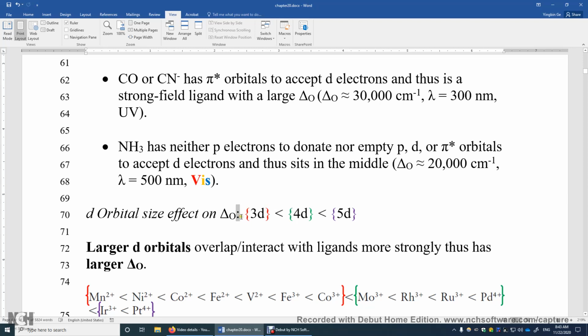Why is that? Well, 5D orbitals are more diffuse than 4D orbitals. 4D orbitals are more diffuse than the 3D orbitals. So 5D orbitals can overlap with the ligands better than 4D orbitals, and 4D can overlap with the ligands better than 3D orbitals. So when you have a 5D transition metal center, delta O is greater than that from the interaction between 4D and the ligands, and then greater than the interaction between 3D and the ligands. So again, if you have a heavier transition metal, a 5D transition metal, you expect to see a greater delta O than 4D, and 4D is greater than 3D.